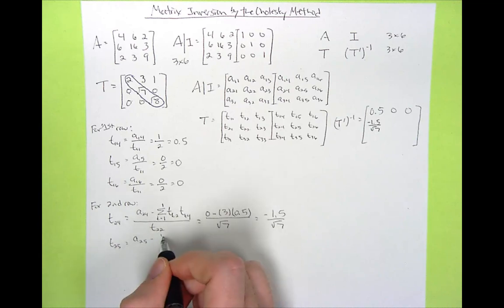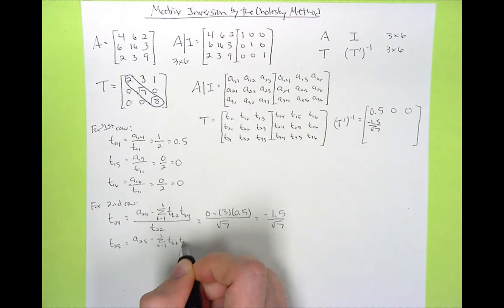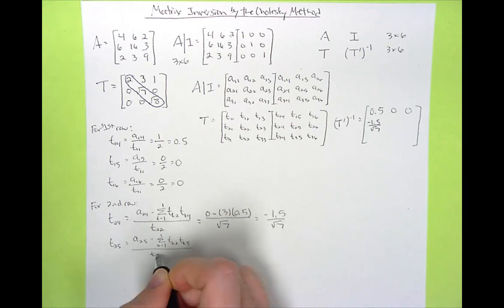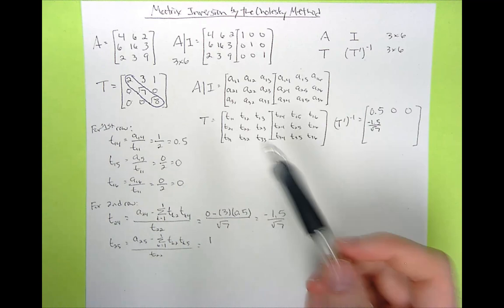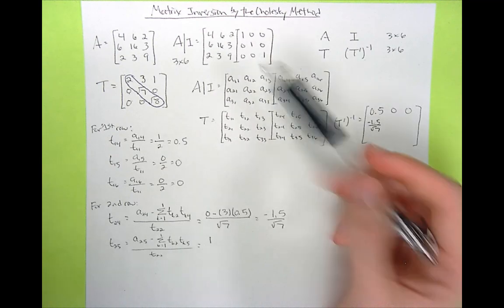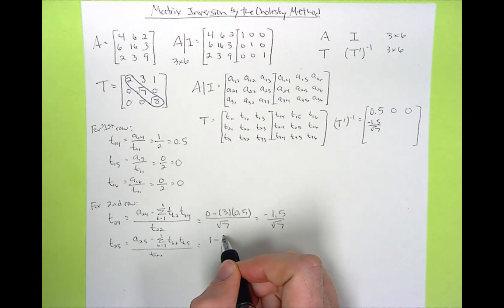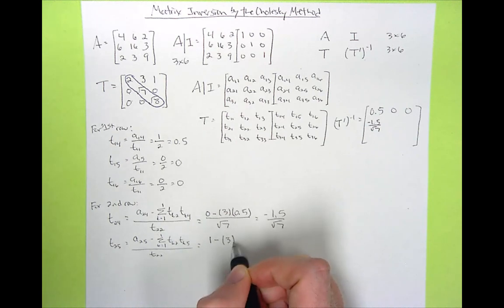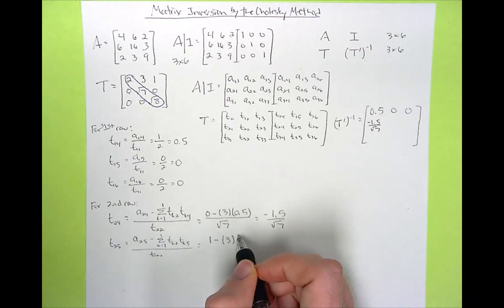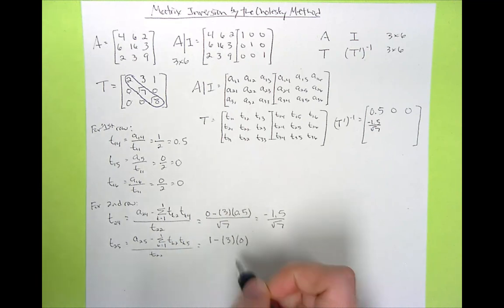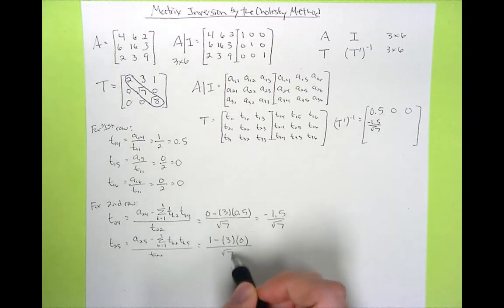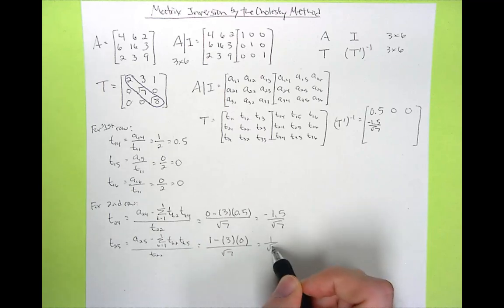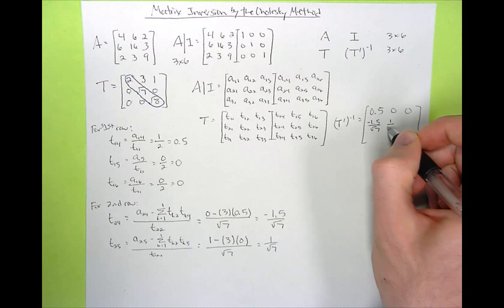Using the same formula, t25 over t22 is going to equal 1, so a25 is 1 minus 3, same one as here, and this one is going to be 0, t15 (0) over square root of 7, which equals 1 over the square root of 7. So we can put that in here.